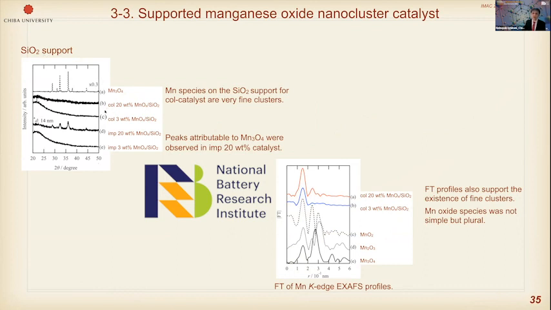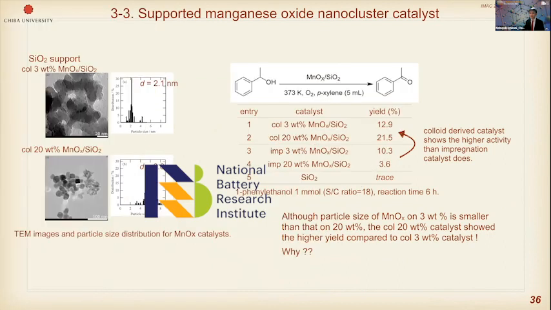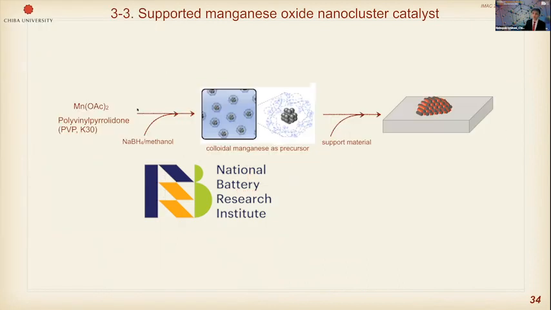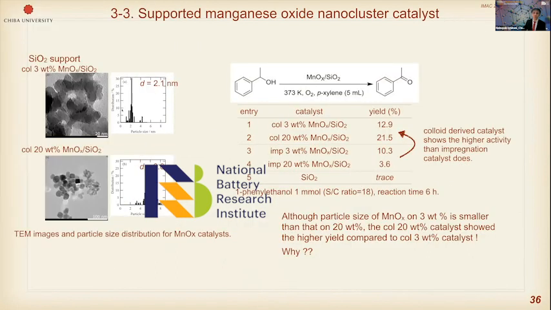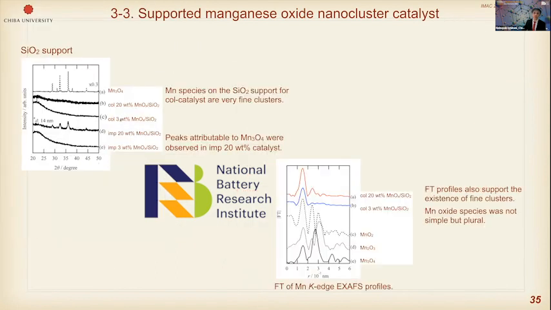This was an XRD pattern, and we can't see any peaks for the 20 weight% manganese oxide nanoclusters. At this point, we can't conclude the nanoclusters either. In this case, 3 weight% doesn't show the manganese. Of course, the colloid-derived catalyst doesn't show any peaks except that silica hollow peak. But in the conventional case, the conventional impregnation catalyst at 20 weight% shows manganese Mn3O4 peaks.